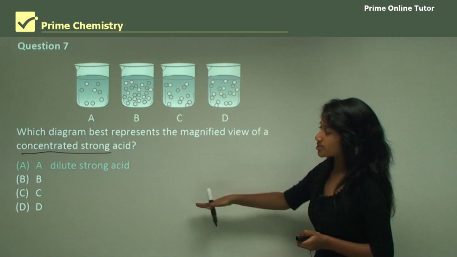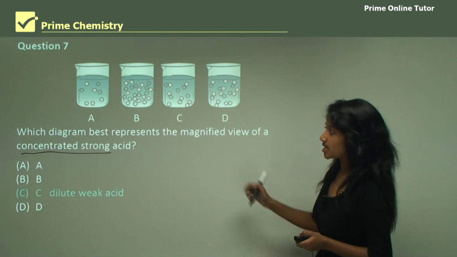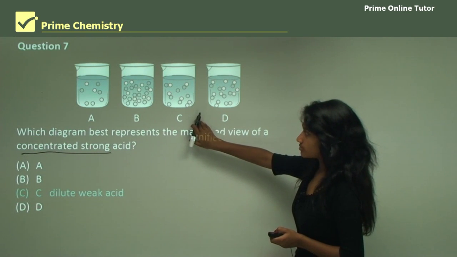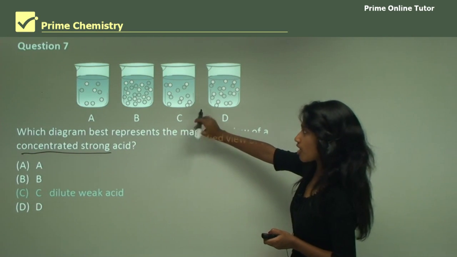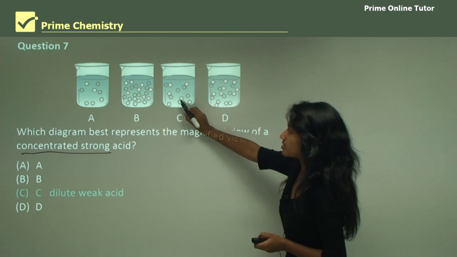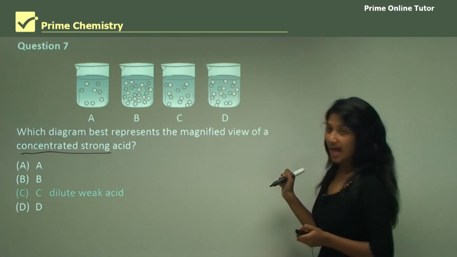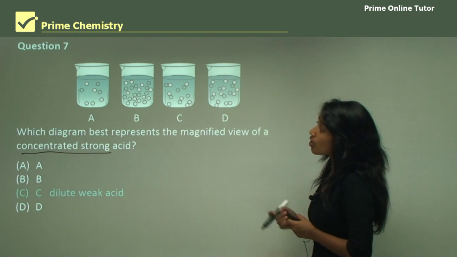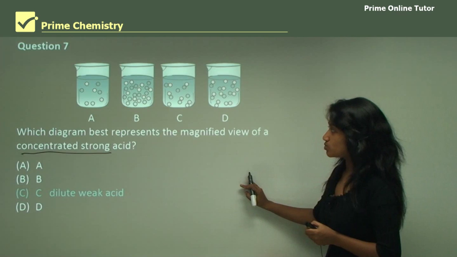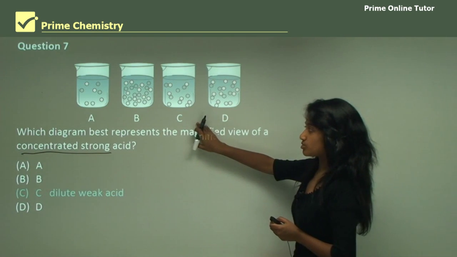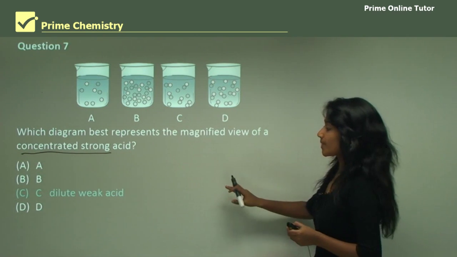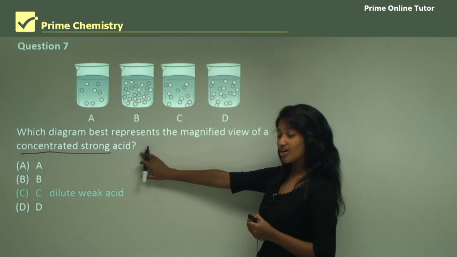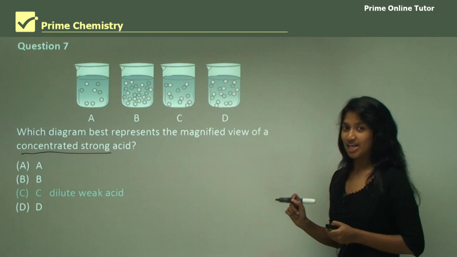Now moving on to option C. Option C, here we have, it's not strong. It's not strong because still we have ions or acid molecules intact, meaning not complete ionization has occurred. So is it a concentrated or a dilute solution? It's a dilute solution, comparing it to the others. So it's a dilute weak acid, which means it's not a concentrated strong acid, making option C incorrect.